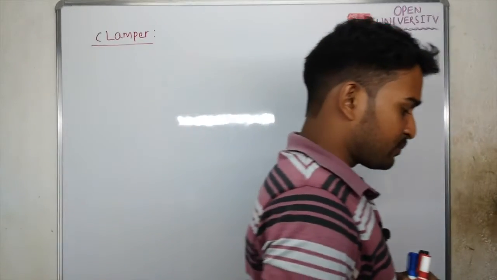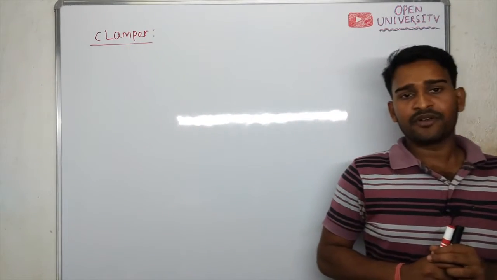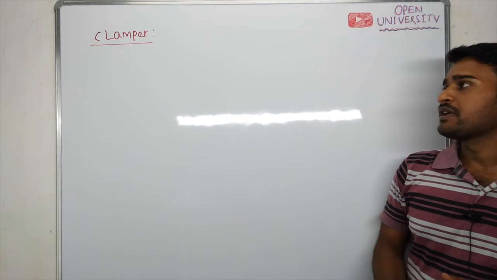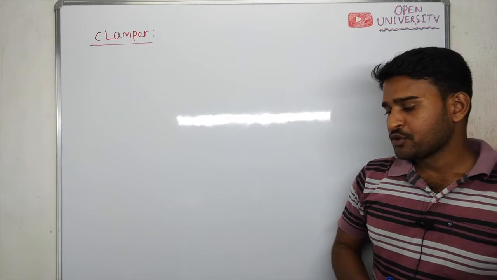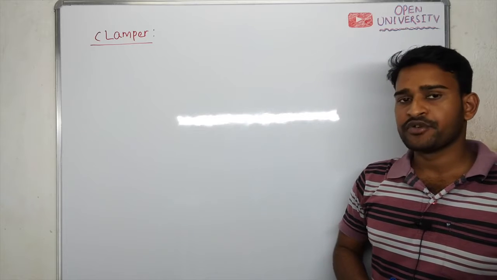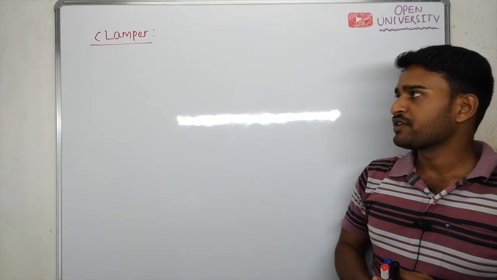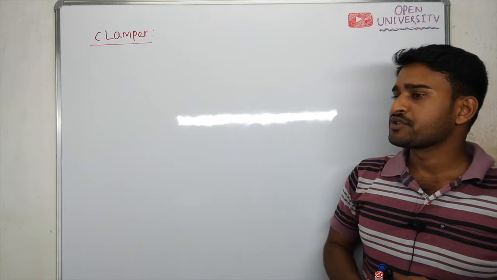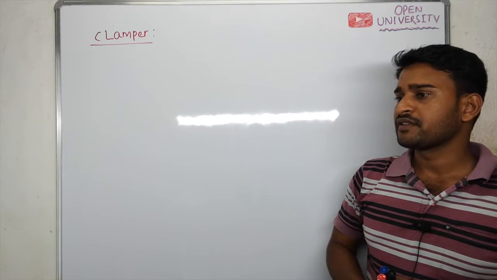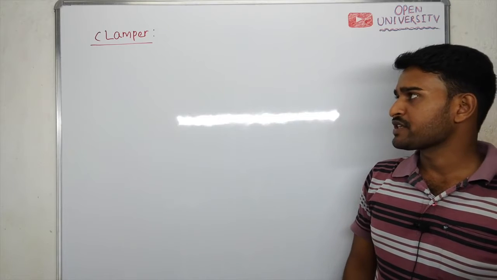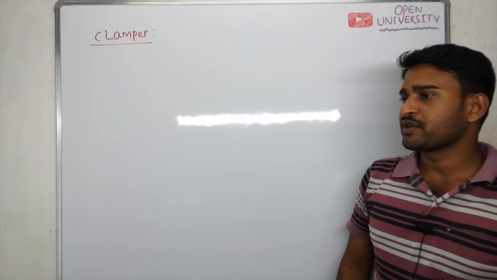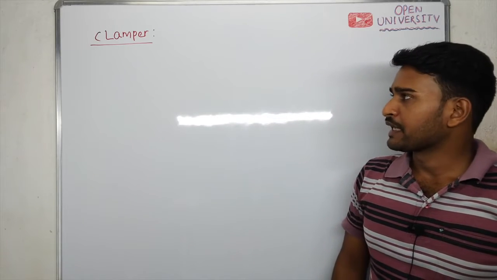So write down this point. A clamper: give the heading clamper, and write down, a circuit which can add DC voltage to an AC waveform is said to be a clamper.